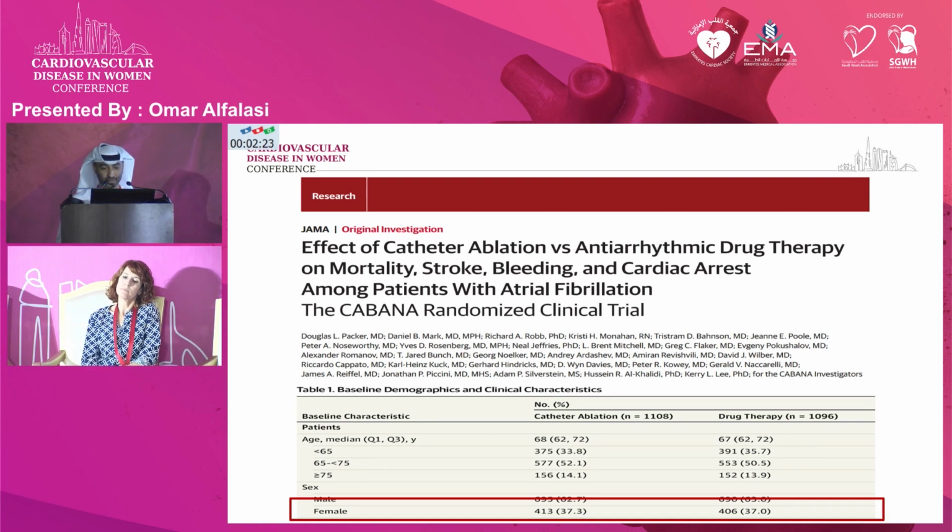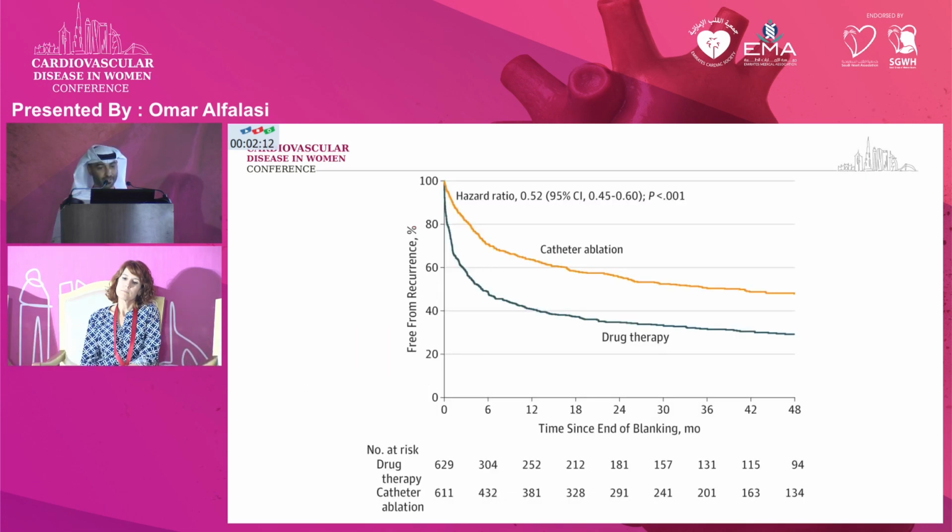So we all knew about the CABANA trial, and CABANA confirmed what we just discussed. And females represented almost 40% of this population. So when you go for a rhythm control strategy, which has been shown to be superior to rate control strategy, catheter ablation is superior. And this has impacted the guidelines already. When we see the guidelines, catheter ablation is gaining more and more when you think about rhythm control strategy.